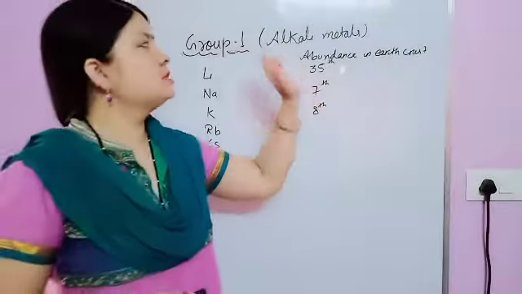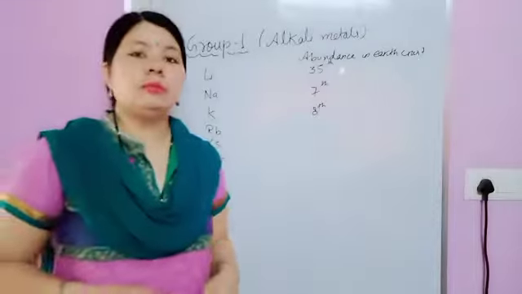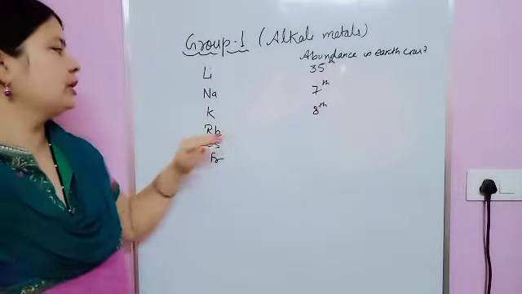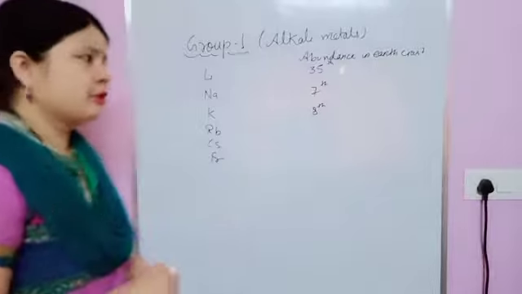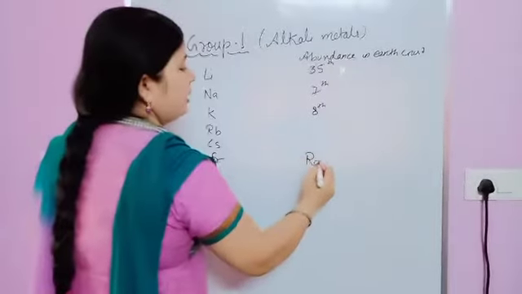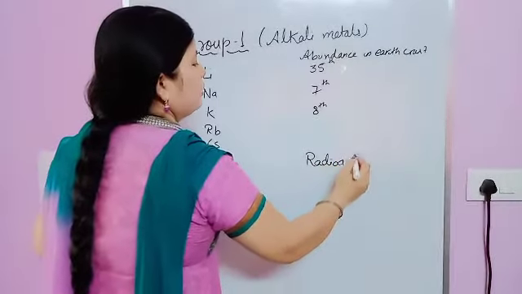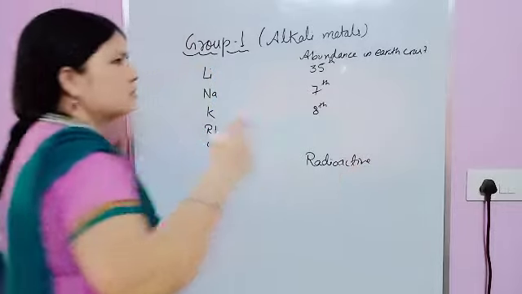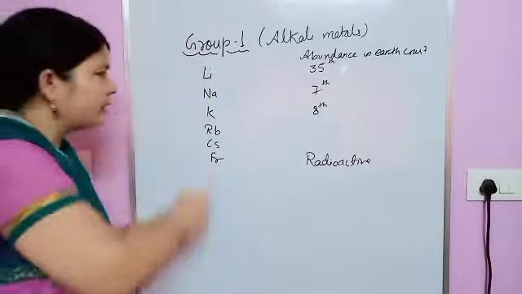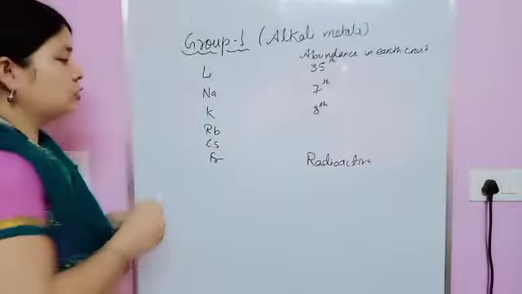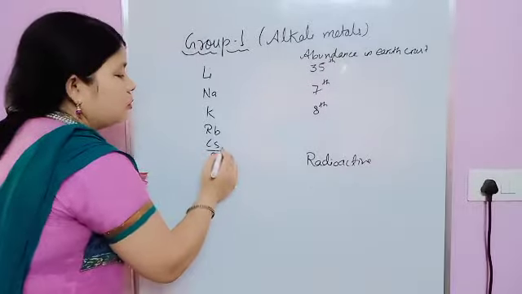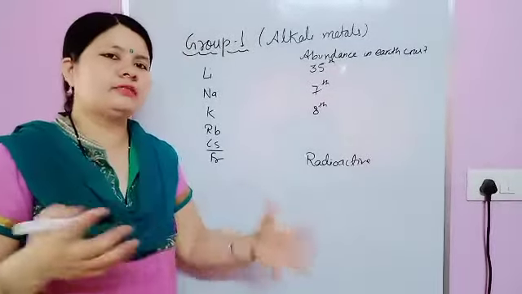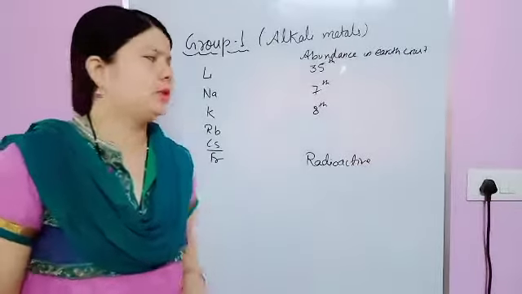Okay, group 1 elements, you can say they are alkali metals. Members: lithium, sodium, potassium, rubidium, cesium and francium. Now this is radioactive in nature. So whenever we are explaining properties down the group, we are considering up to cesium only. Francium will not be included, because this one is radioactive in nature and its lifespan is very short.